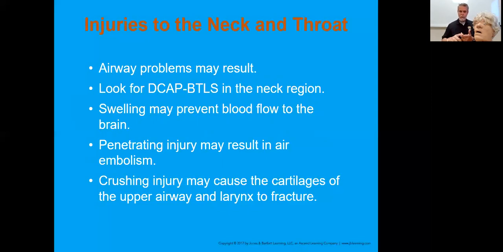DCAP-BTLS, or deformities, contusions, abrasions, punctures, burns, tenderness, lacerations, and swelling. Either one is fine, as long as you've demonstrated you know what that information actually means.